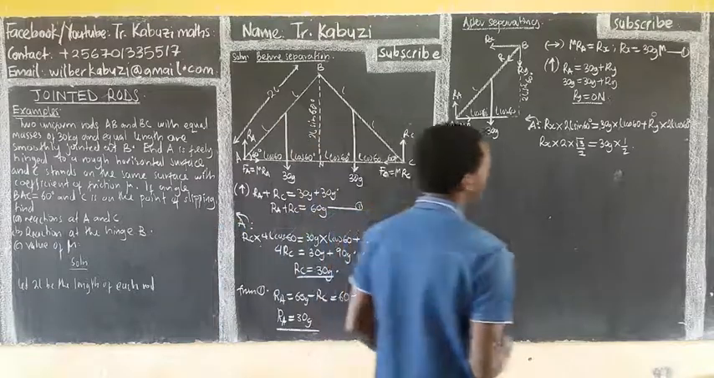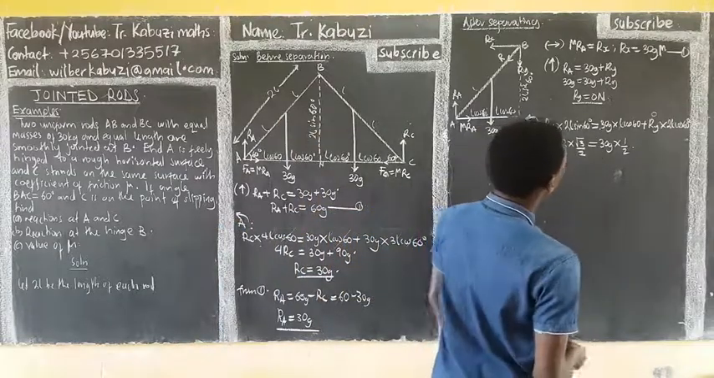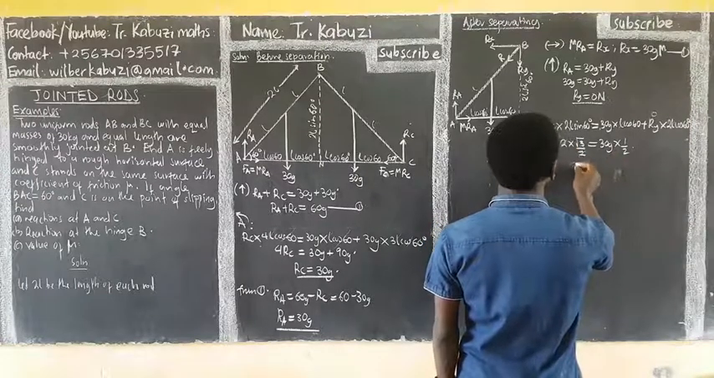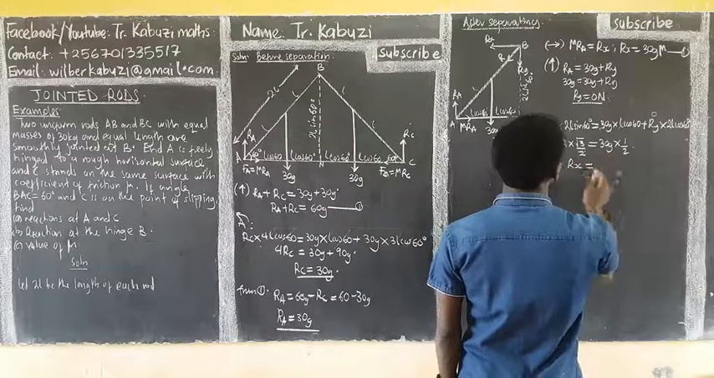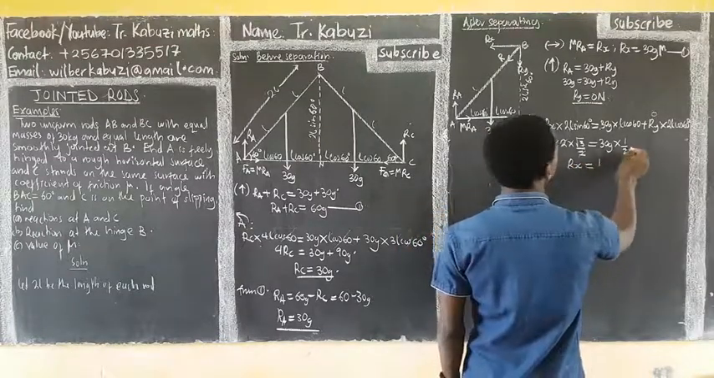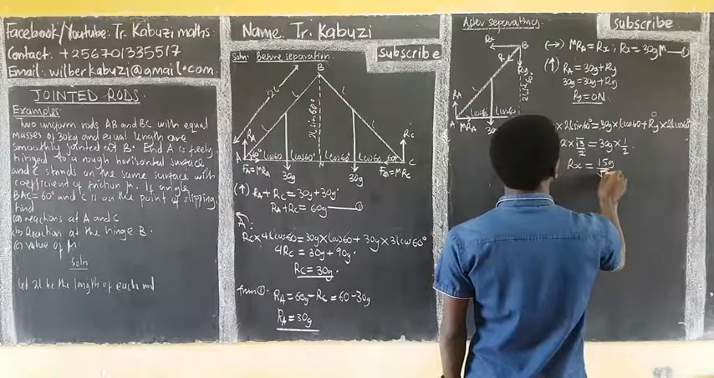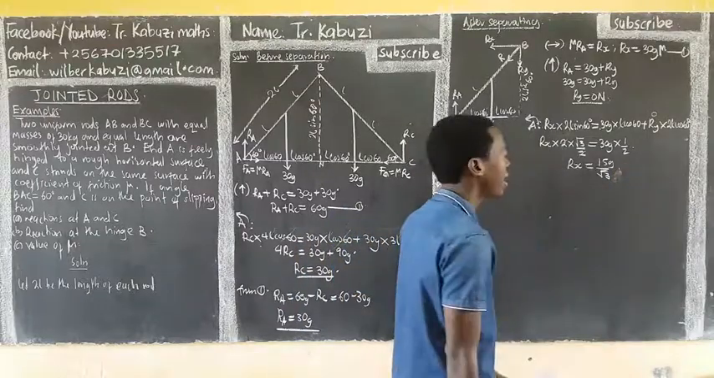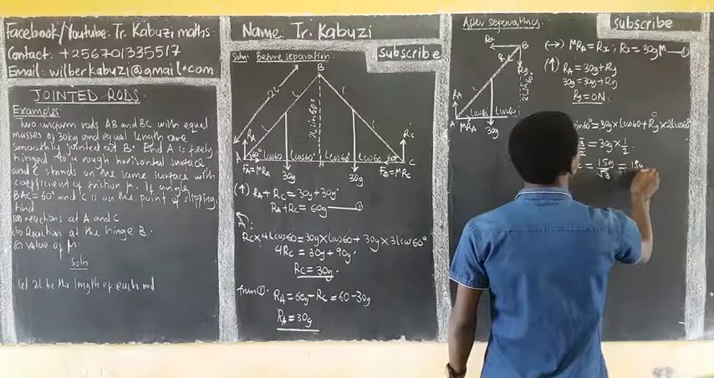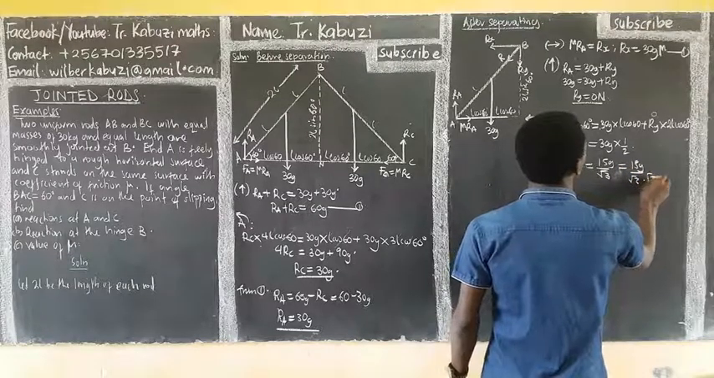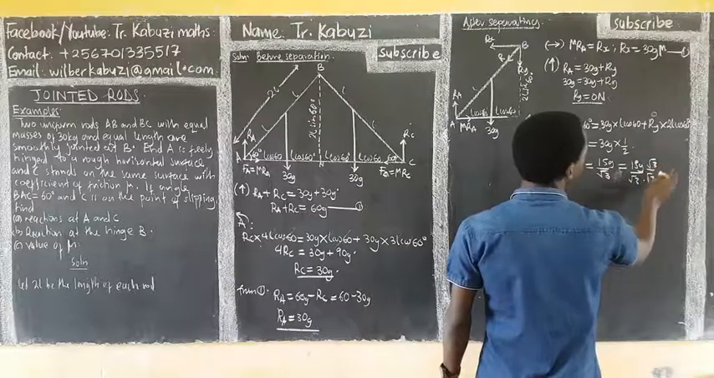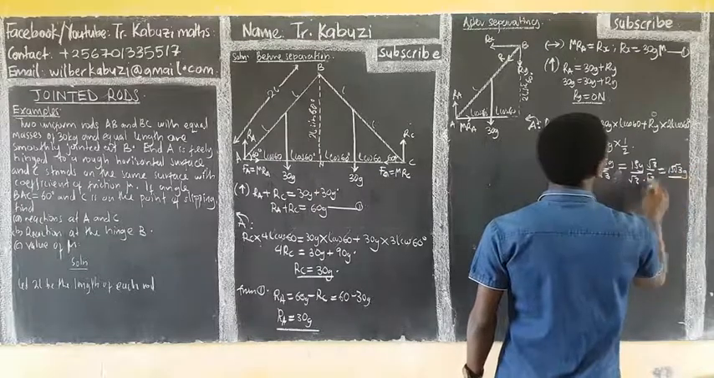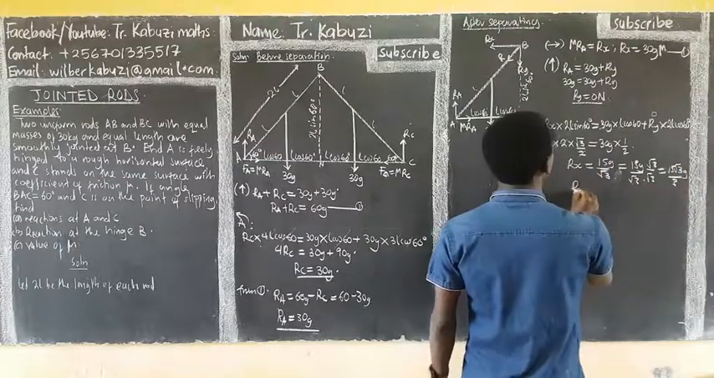So this one has 15. So I have my Rx as 15D over root 3. That one, you can rationalize. It's the same as 15D over root 3 times root 3 over root 3. This will give us 15 root 3 D over root 3 times root 3. So our Rx from there is going to give us 5 root 3 D. You don't want a surd in the denominator, that's why I rationalize there.